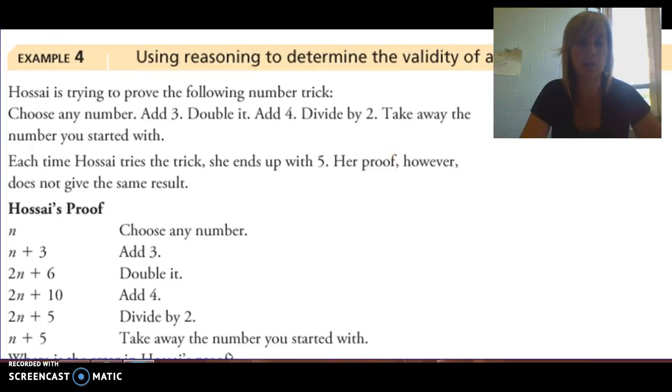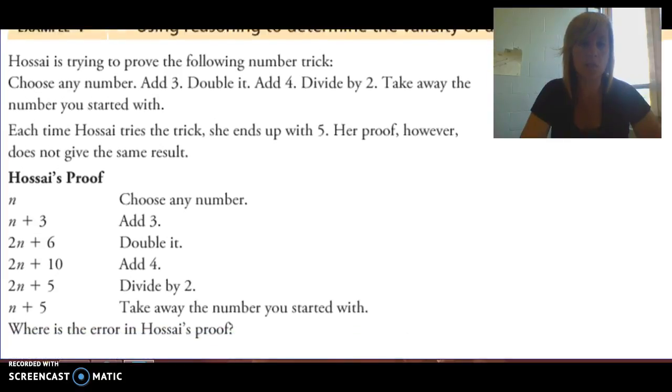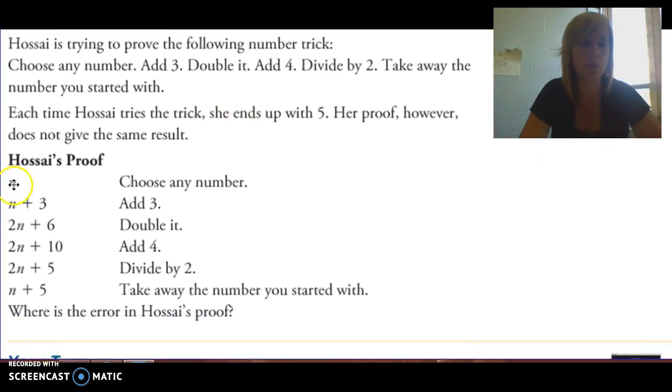The other place where proofs become invalid is if you make a technical error. So this one we have n. He chose his number to be n. He adds 3, doubles both, so it becomes 2n plus 6. Adding 4 means it's 2n plus 6 plus 4, which is 2n plus 10. And then when it's divided by 2, it should be 2n divided by 2, which is n, and 10 divided by 2, which is 5. So right here, this is the point where the error was made, making the proof invalid.